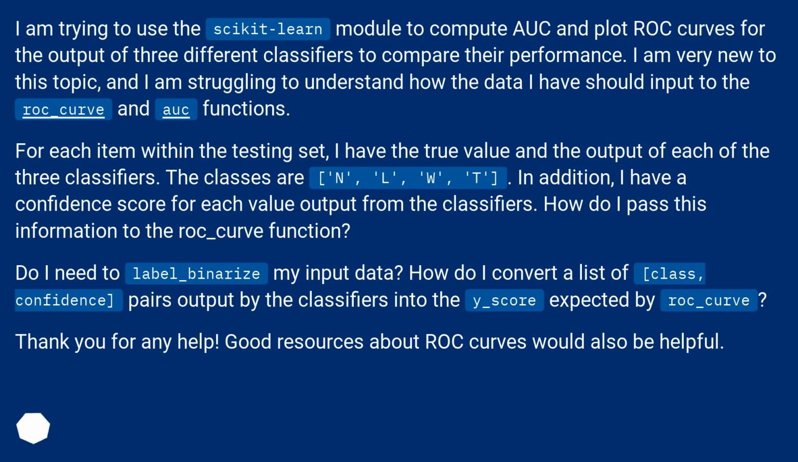How do I pass this information to the roc_curve function? Do I need to label_binarize my input data? How do I convert a list of class, confidence pairs output by the classifiers into the y_score expected by roc_curve?